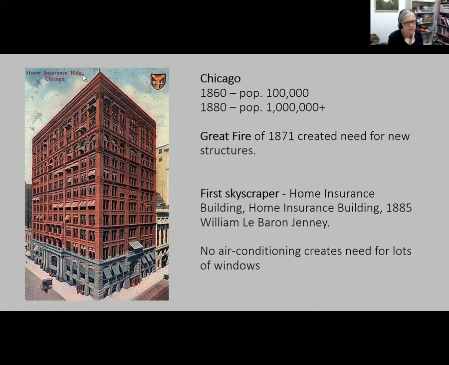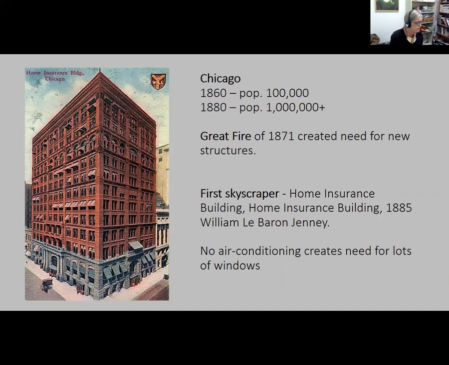Something else that led to the need for more buildings was there was a great fire in Chicago in 1871, and the buildings were made out of wood, and it ripped through the city and destroyed a ton of buildings. So this is another reason why they needed more buildings, but taller buildings.